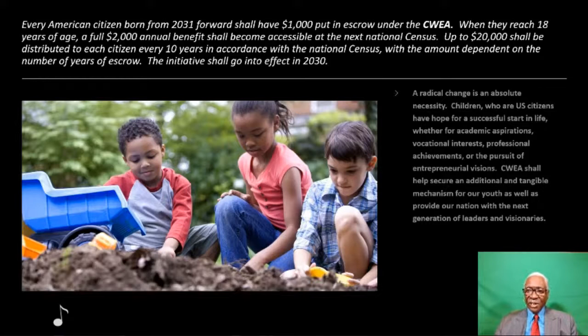A radical change is an absolute necessity. Children who are U.S. citizens have hope for a successful start in life, whether for academic aspiration, vocational interests, professional achievements, or the pursuit of entrepreneurial vision. The CERES Act shall help secure an additional and tangible mechanism for our youth, as well as provide our nation with the next generation of leaders and visionaries.